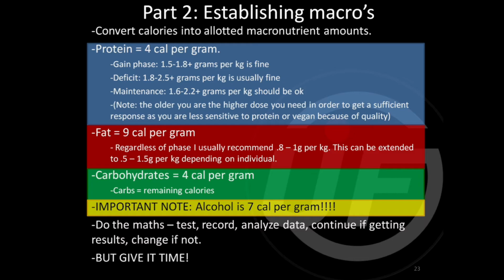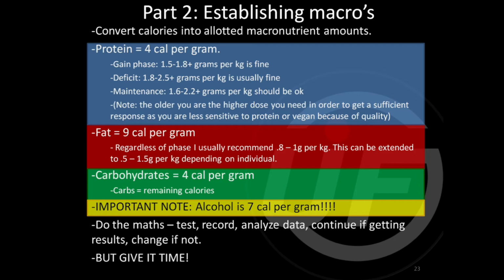Important side note, alcohol is 7 calories per gram, so it's nearly as much as fat. That's where alcohol becomes a problem. Your body also treats it as a poison, so it kind of gives you energy, but it's also kind of a pain for your body. So have it, but don't go crazy with it because it just kind of gets in the way.